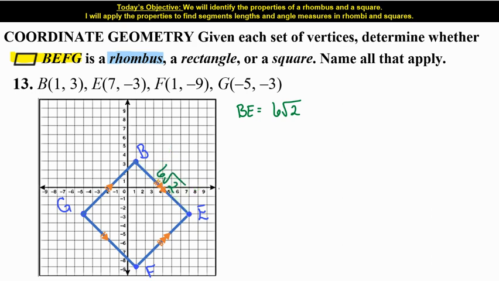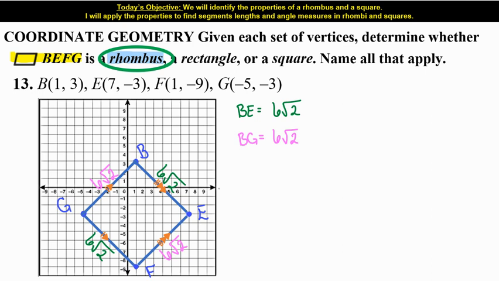All right, so BE is 6√2, and the side across from it, since it's a parallelogram, is also 6√2. Let's look at from B to G. Again, I'm going to make this to where BG is the hypotenuse of a right triangle. I count up, and I have 6 units. I count to the right, and I have 6 units. So this is another isosceles right triangle, so it's going to be leg times √2. These are both 6√2, so this is a rhombus.